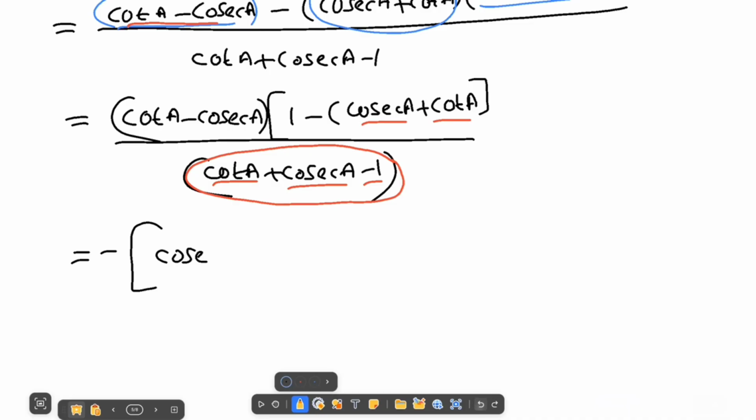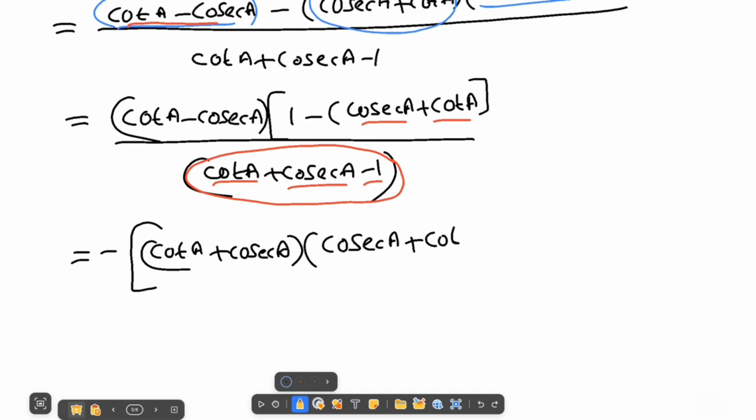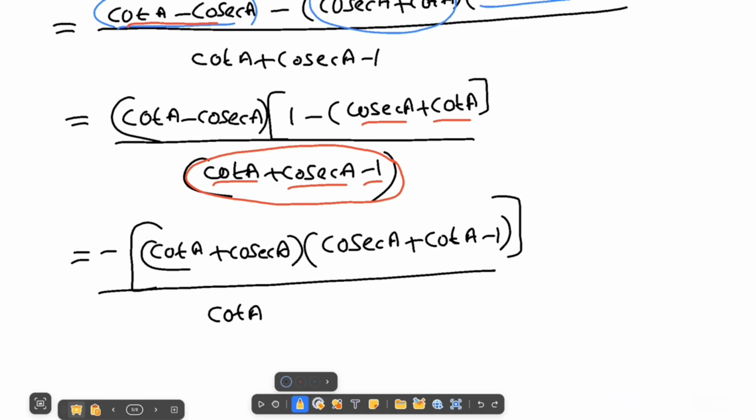Sorry, this will be as it is, right? Cot A plus cosec A. Now after taking minus common, this will get cancelled, this will be reversed. That means here you will get plus cosec A plus cot A minus 1, whole by cot A plus cosec A.